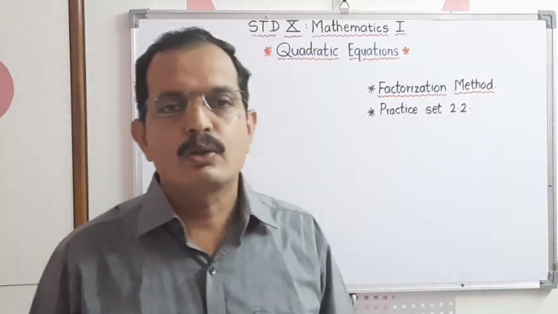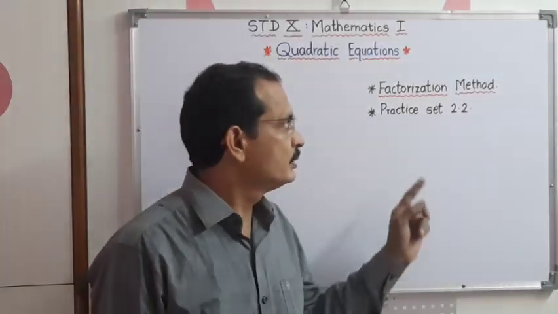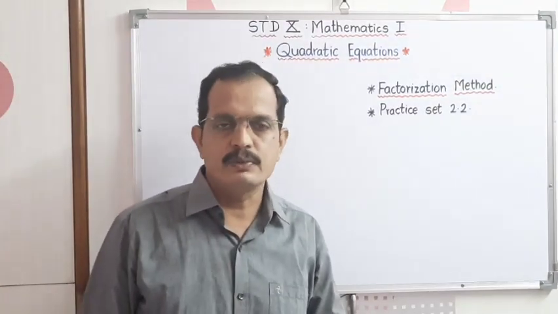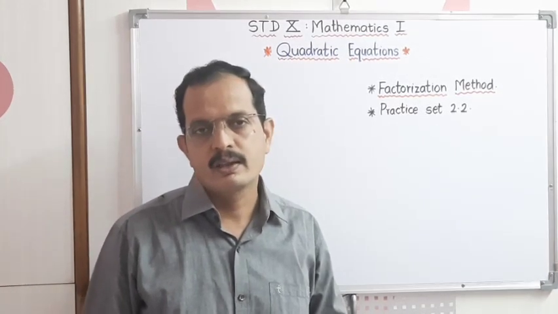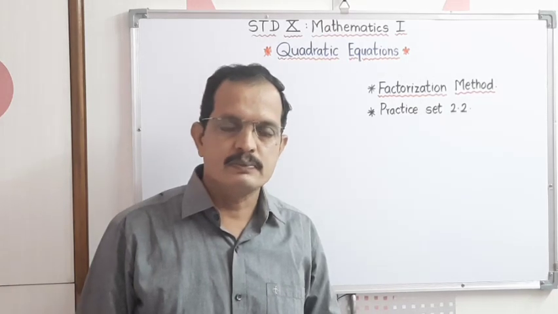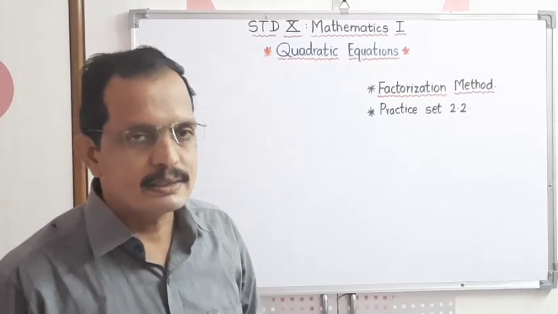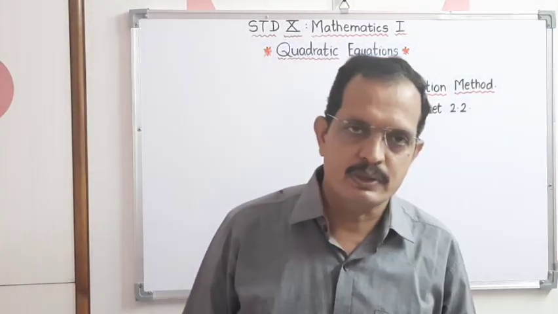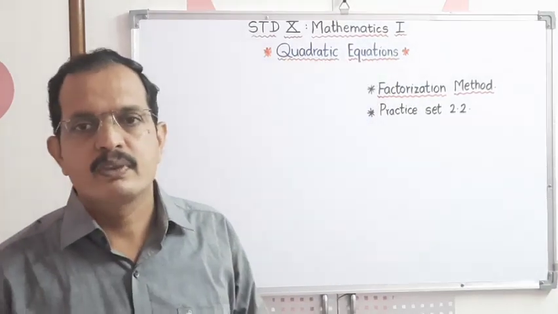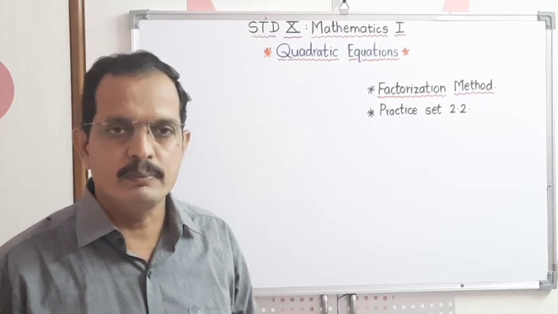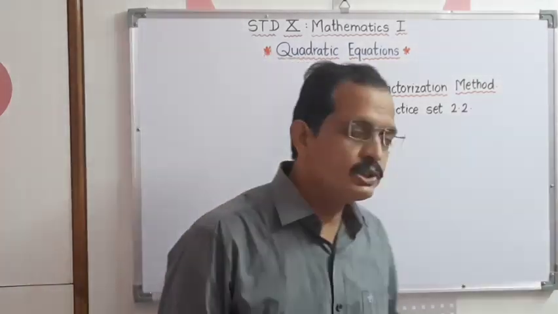In the previous lecture we completed the introduction part of quadratic equations and what the roots of a quadratic equation are. Our today's topic is to solve the quadratic equation. That means we have to find out the roots of the quadratic equation. There are many methods. The first method is the factorization method. The second method is the completing the square method. This year, because of COVID-19, this completing the square method is omitted, and the third method is by using the formula.